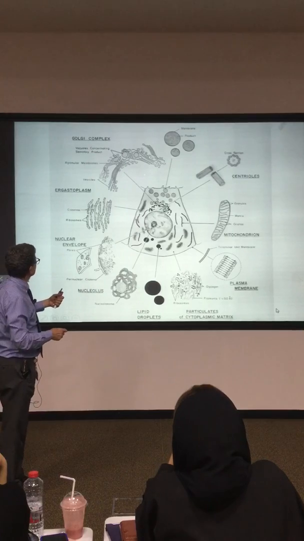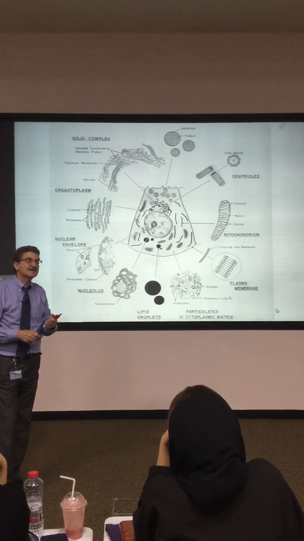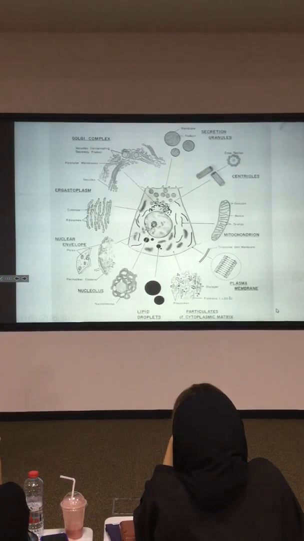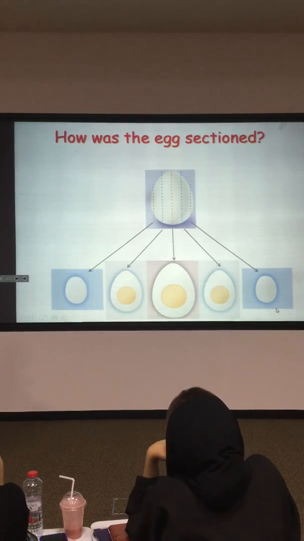And where are the lysosomes? Where do they come from, lysosomes? They come from the Golgi apparatus. And they are found usually around the Golgi or next to the Golgi. But they can be found anywhere around the cell. Lysosome.